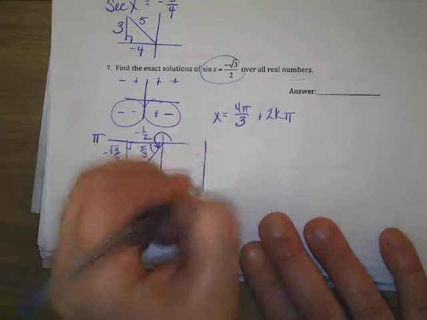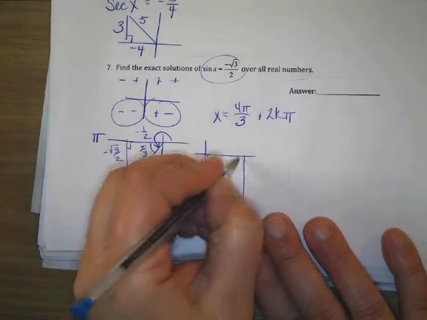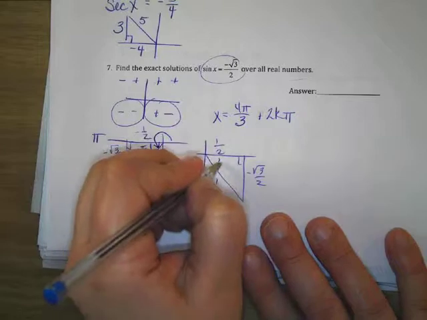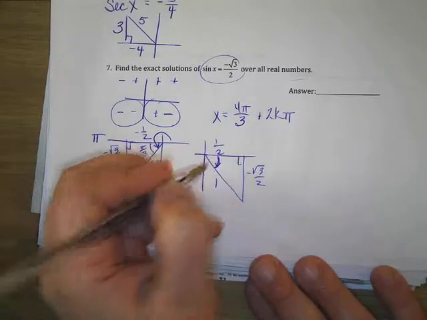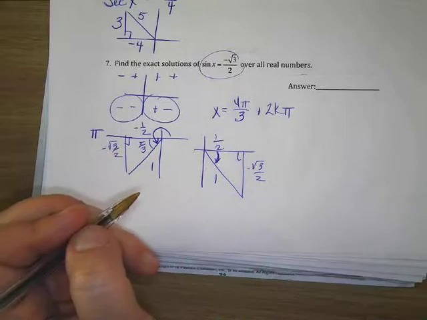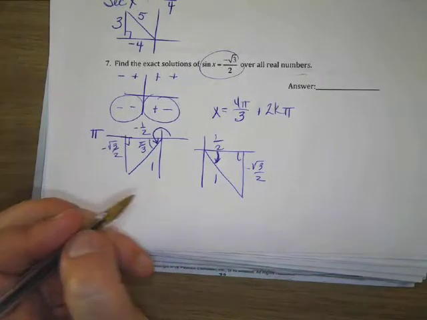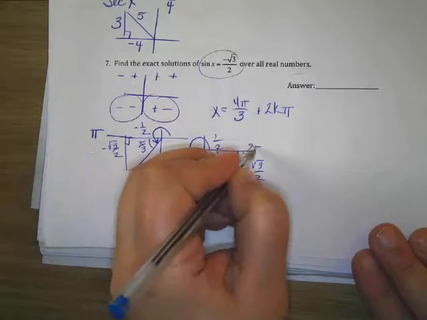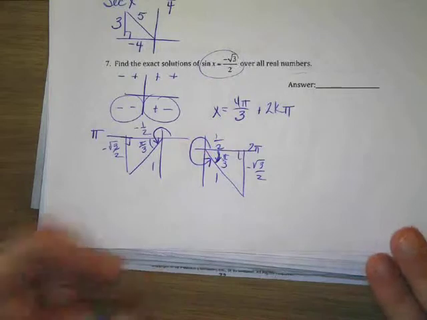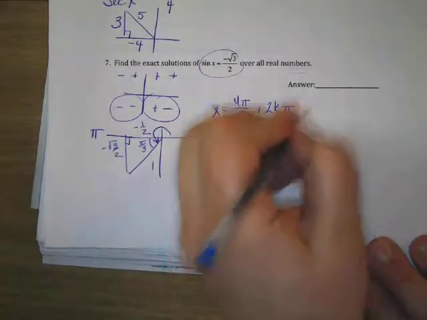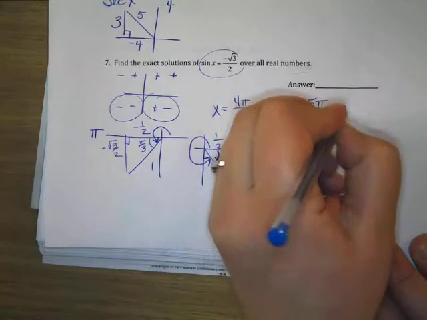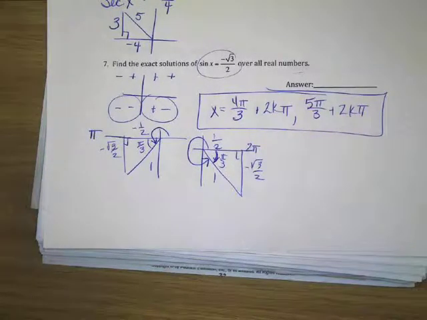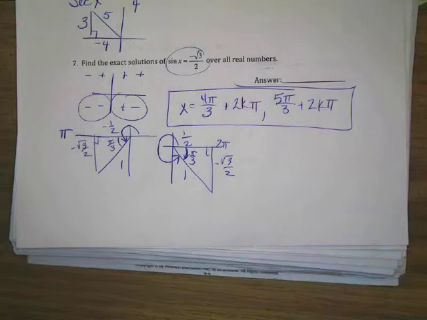And now the fourth one. Opposite, hypotenuse, adjacent. What's our reference angle? Pi over 3. So what's the full angle? We're 1/3 from 2 pi. Good job.